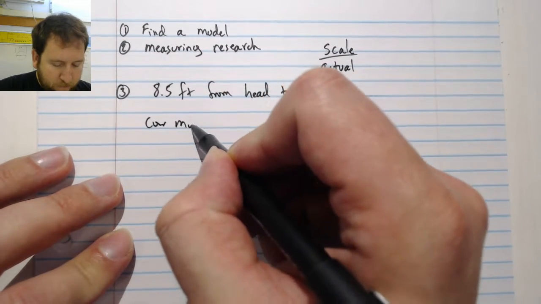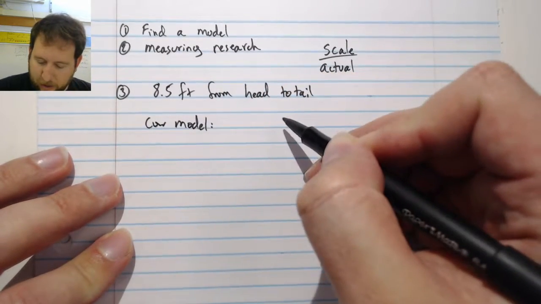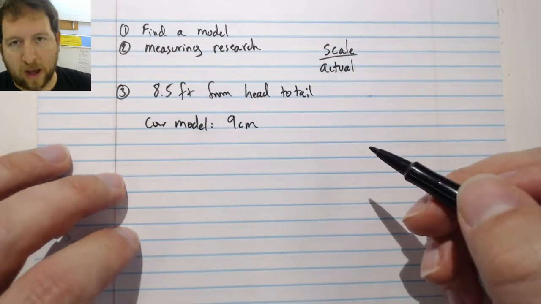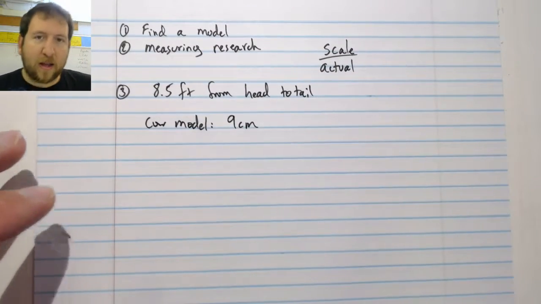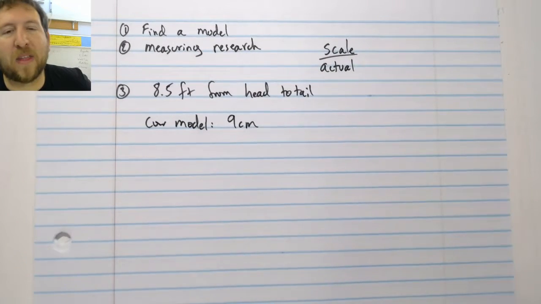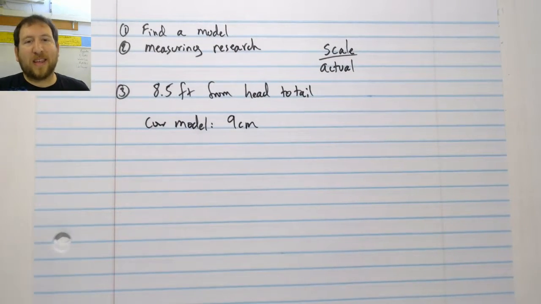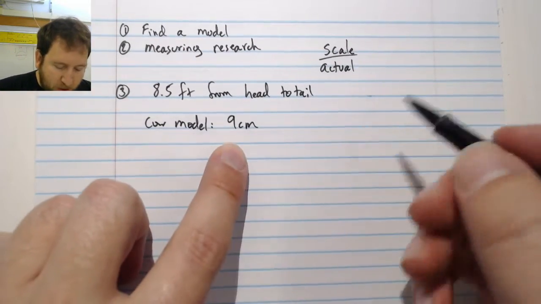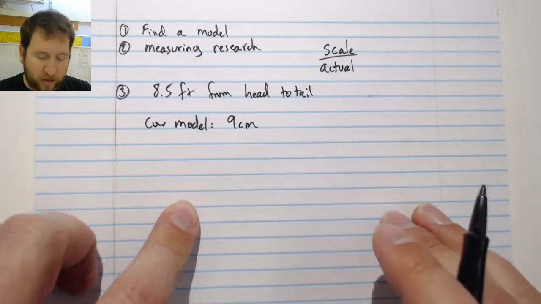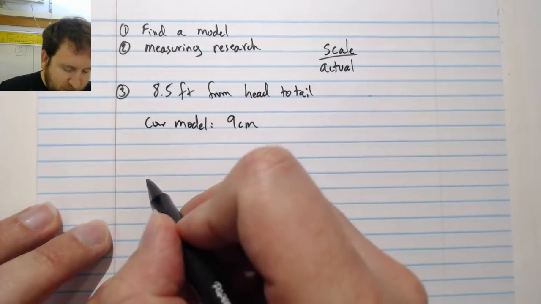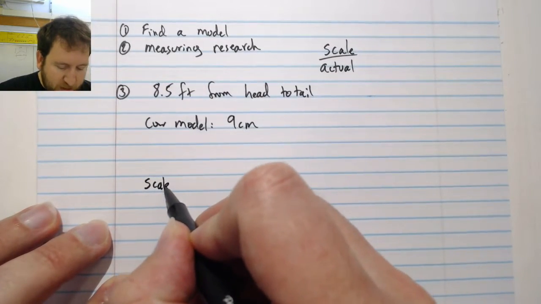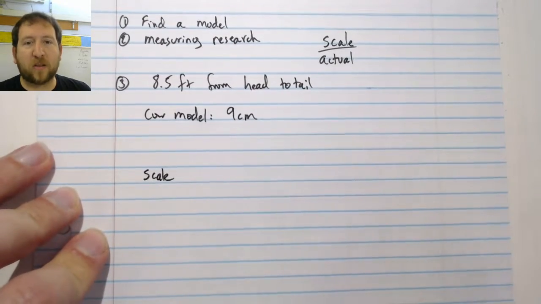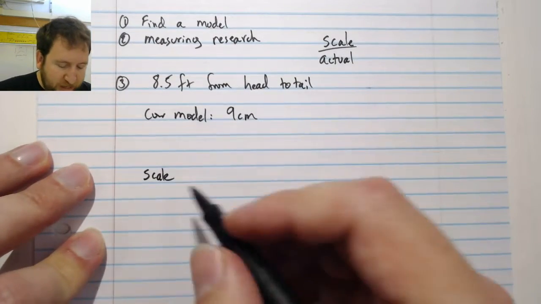Cow model is, what did I say, 9 centimeters. Okay, so now I have my scale to my actual, but in this case I'm trying to figure out what scale I'm working with, right? So I know, if I'm going to set up my little equation here, I know my scale to actual. Everything on this page so far is exactly what you're going to be writing for each of your models. You're going to be doing this 3 times.